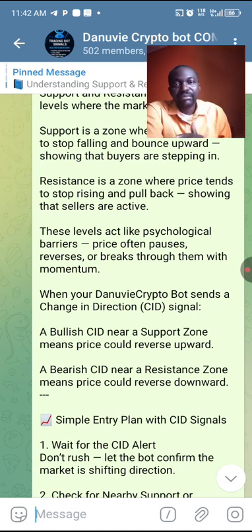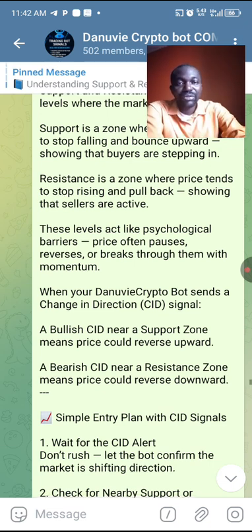And the same thing for bearish: a bearish change in direction signal near a resistance zone, that is higher prices, means price could reverse downward. So if you are looking at your chart and you discover that prices are now at a resistance level, and you get a signal from the bot saying bearish confirmed change in direction, the bot is telling you that there might be a shift to the downside very soon. That's what it's telling you.